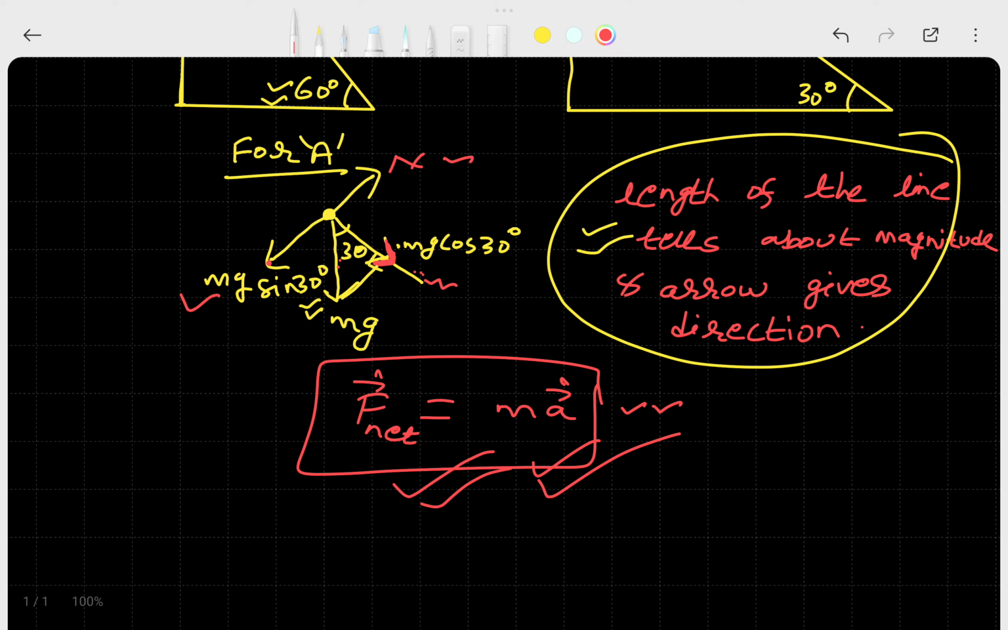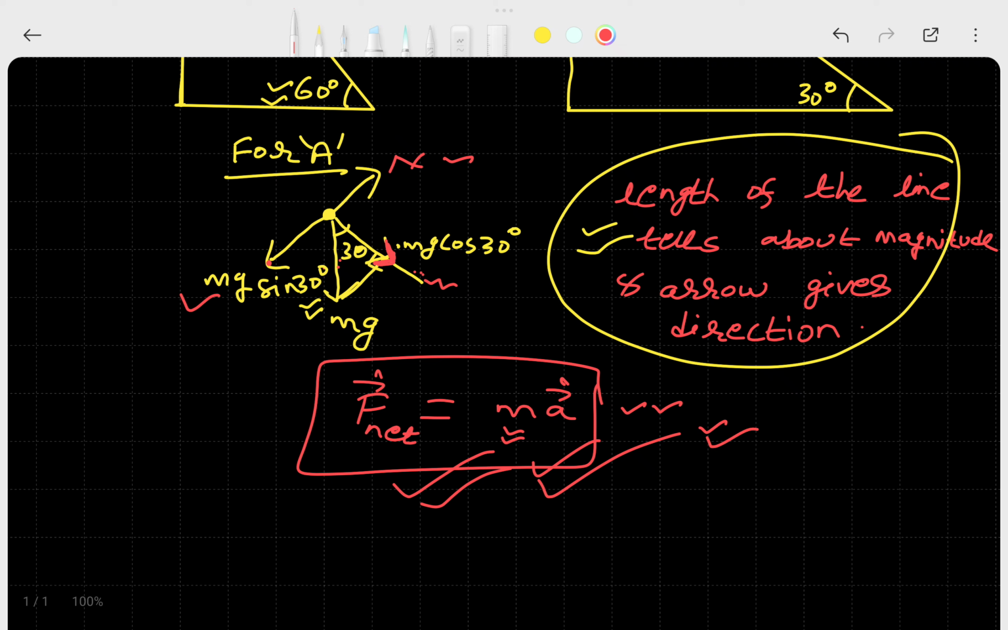Again I am repeating, the net force that is acting on a given body is equal to mass into acceleration. We are habituated to this equation, but this equation is a special case of Newton's second law. It is not the general case. Here why special? Because here we have considered mass to be constant, and the reference frame is an inertial frame of reference. So you should be careful.